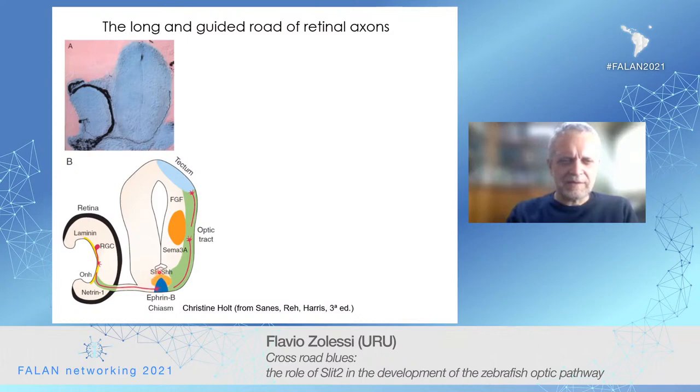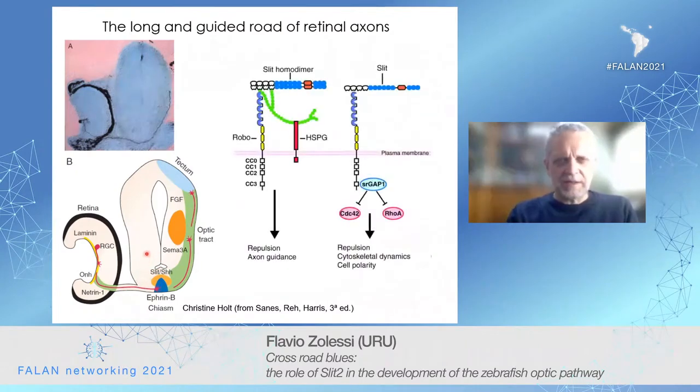And here, a signal that is important is the SLIT molecules. SLIT molecules are secreted proteins, rather large proteins, which interact with heparan sulfate and also with receptors at the cell membrane, which are the Robo receptors. And these receptors transduce a signal towards the cytoskeleton, affecting particularly actin dynamics. And this usually has the effect of repulsion over the growth cones that are affected by the signal.